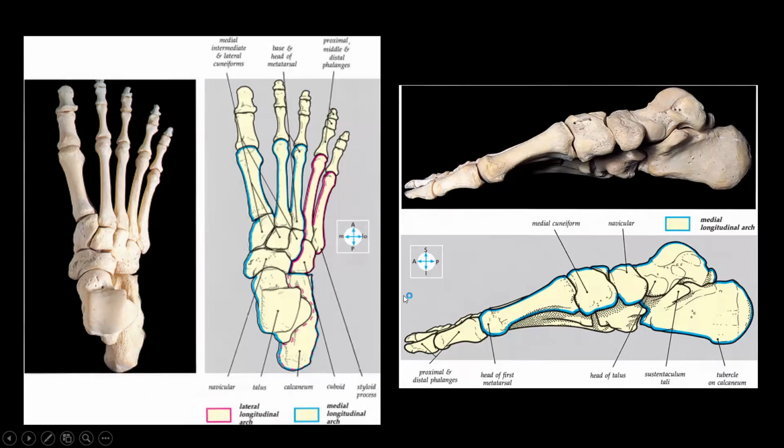One more important thing in the foot is the arches. We have two important arches, the lateral and medial longitudinal arch. The lateral longitudinal arch is formed by the fourth and fifth metatarsals, cuboid, and the lateral part of the calcaneus bone. The medial longitudinal arch is formed by the medial three metatarsals, the cuneiforms, navicular, talus, and calcaneus bone. These are important for maintaining the plantar arches.